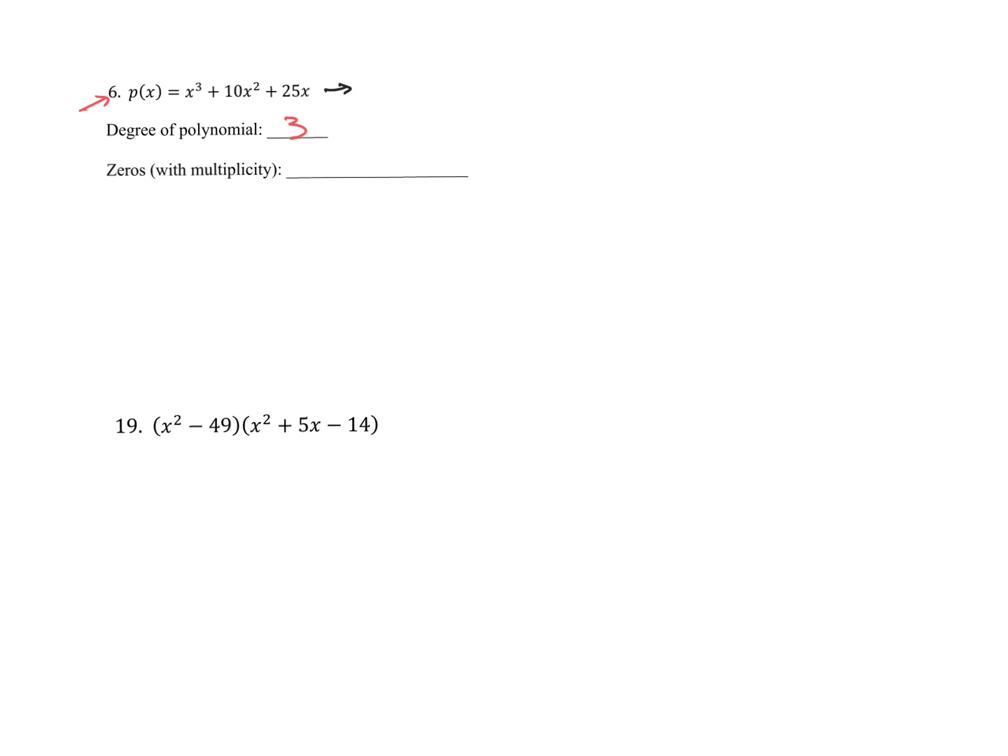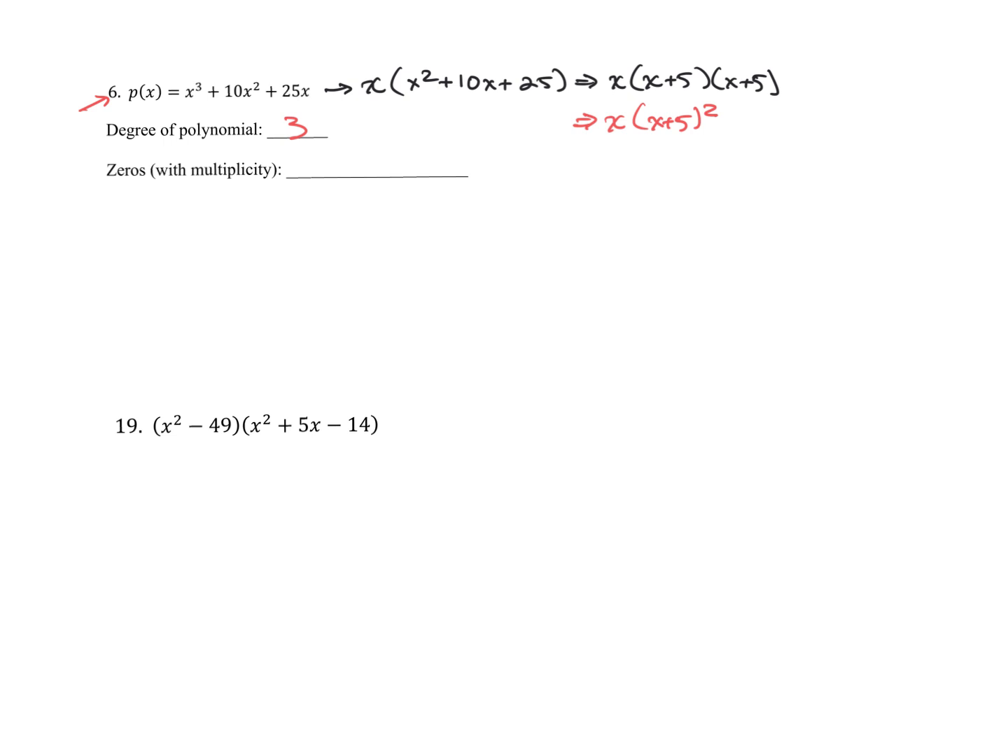What can I bring out first? An x. And so then I'm left with what? X squared plus 10x plus 25. And now I'm going to factor that one. And so now that would factor to what? X times x plus 5 and x plus 5. Okay, and then what did we do with that part? I think Campbell already did it. What did we do with that part? X times what? X plus 5 squared.